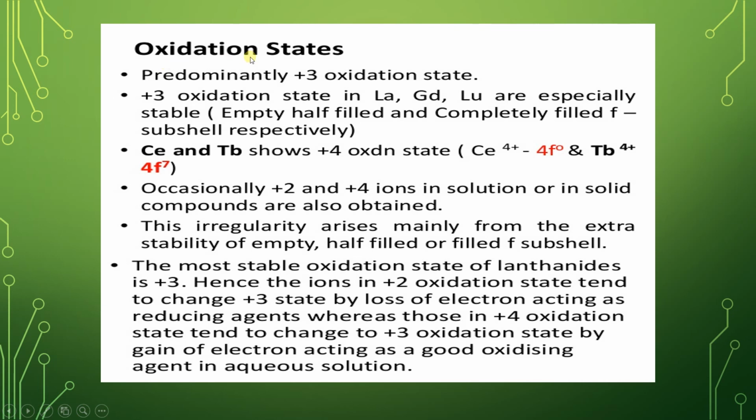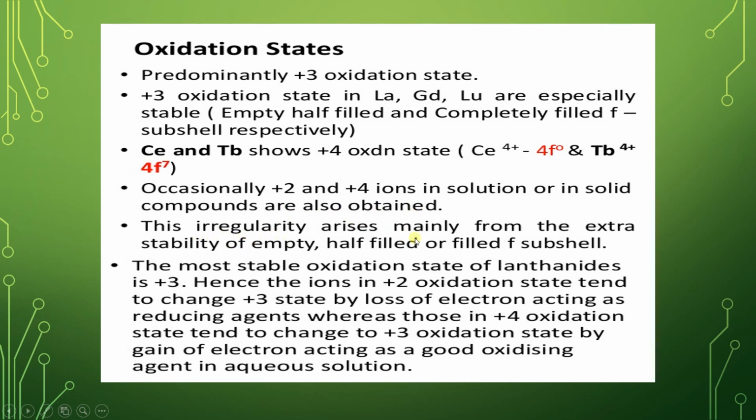Next important property, oxidation states. Lanthanides are predominantly in the plus 3 oxidation state. The plus 3 oxidation state in lanthanum, gadolinium, and lutetium is especially stable, that is empty in case of lanthanum, half filled in gadolinium, and completely filled f subshell in lutetium respectively. In these cases, the oxidation state is plus 3. And cerium shows plus 4 oxidation state. Occasionally plus 2 and plus 4 ions in solution or in solid compounds are also obtained.